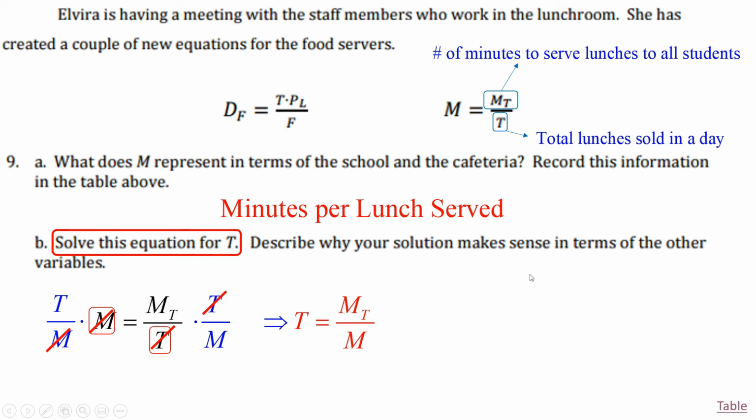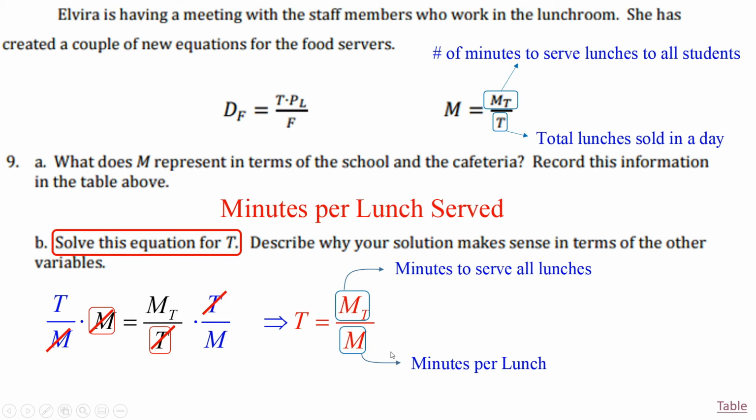Describe why your solution makes sense in terms of the other variables. So m sub t again was the number of minutes to serve lunches to all students. So the total time to serve all the lunches over m, and m was the minutes per lunch. So let's think about that now. M sub t, minutes to serve all lunches. M, minutes per lunch. Total time to serve all lunches over minutes per lunch. What's that going to make that t right there then? Total lunches sold in a day.